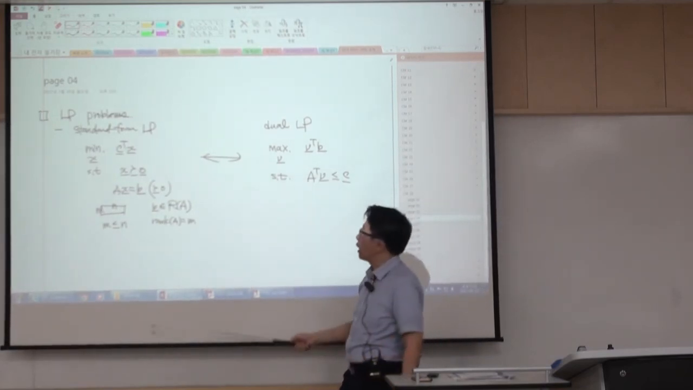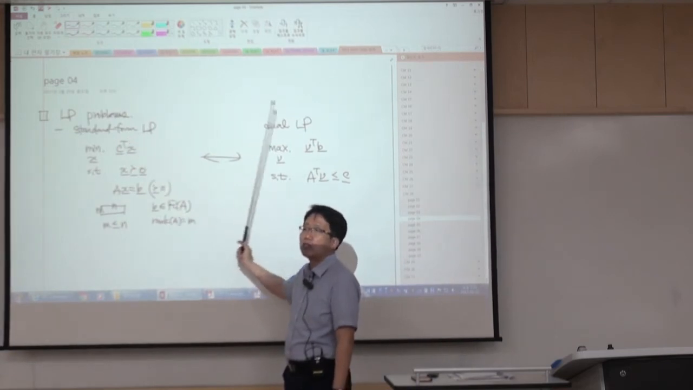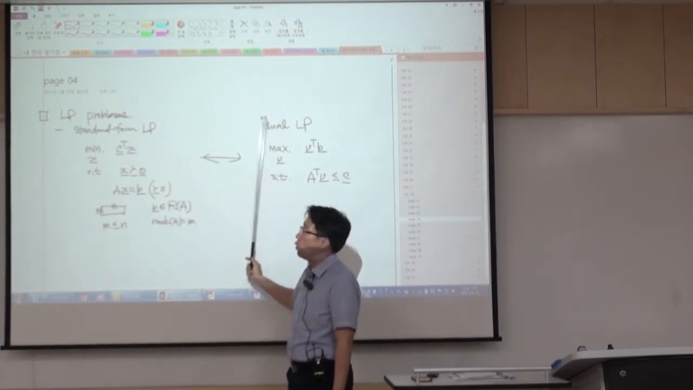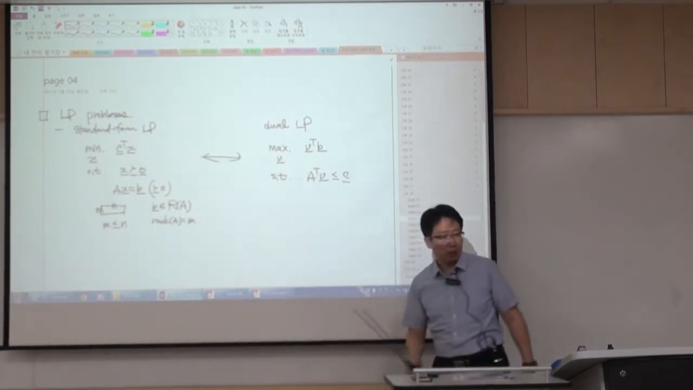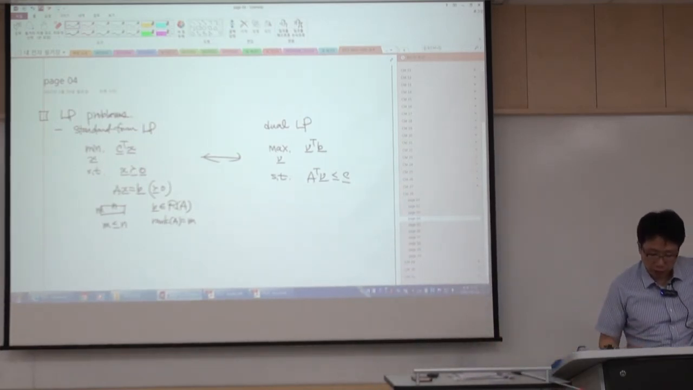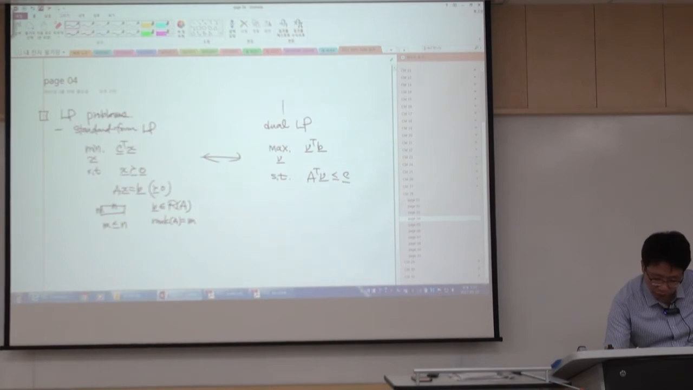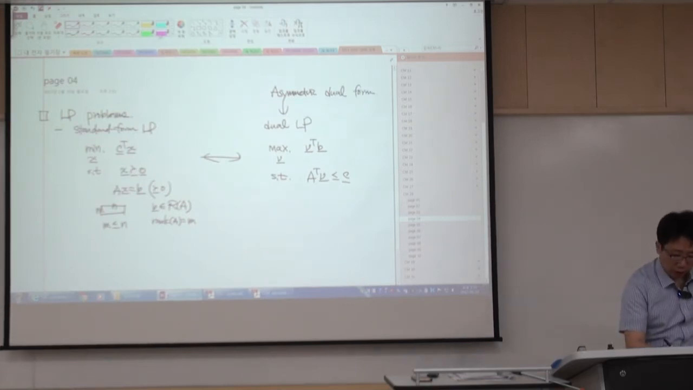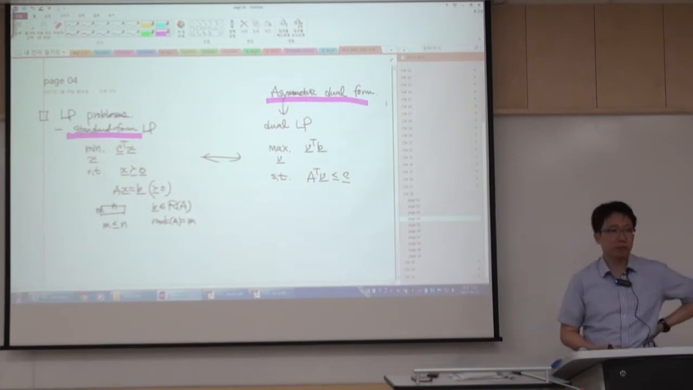So people say that there is no symmetry here. That's why this is called the asymmetric dual form. Got it? So the standard form LP is related to an asymmetric dual in LP.